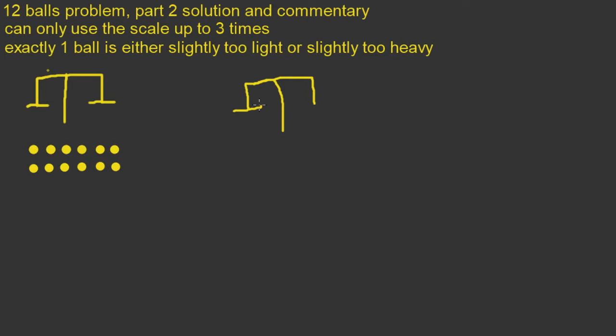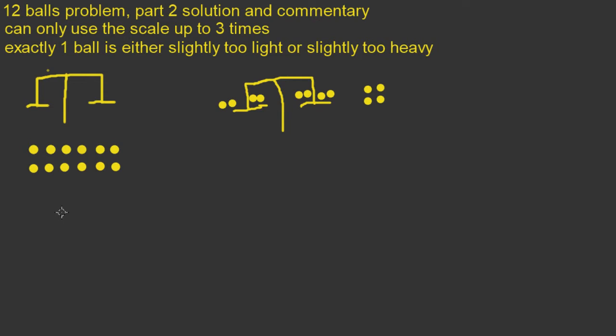So we take our balance scale and we put 4 balls on each side of the scale. And importantly, this means we're putting 4 balls on each side of the scale, and 4 balls are sitting just off the scale. We're allowed to, we never said you couldn't do that.